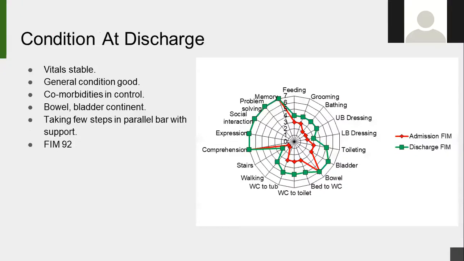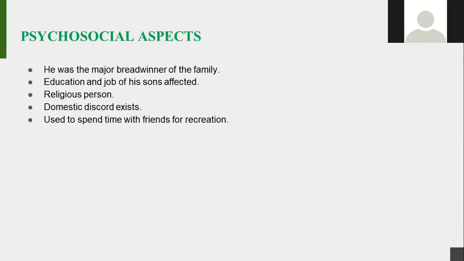So at discharge, his vitals were stable, general condition was good, the comorbidities had been controlled, his bladder was continent, and he could take a few steps in the parallel bars with support. You can see the FIM has improved from 70 to 90. So that's about the case.